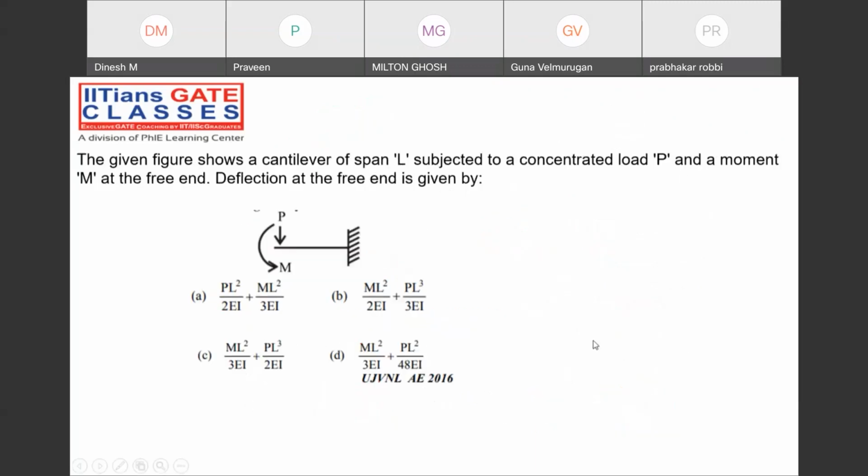Okay, so the next problem will be this one. Try to solve this one. A cantilever beam with point B and point A. At the end, it is subjected to a concentrated load and a concentrated moment is acting. They are asking what will be the deflection at the free end. I will be explaining this problem by method 4.